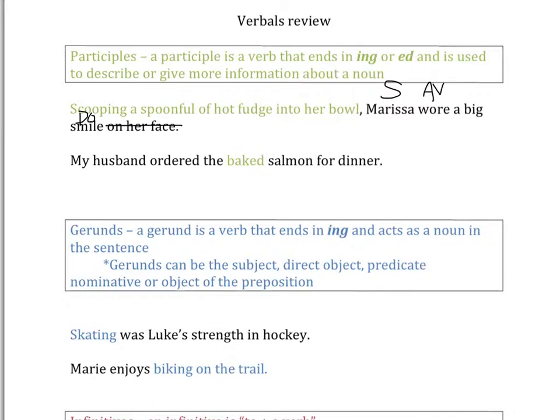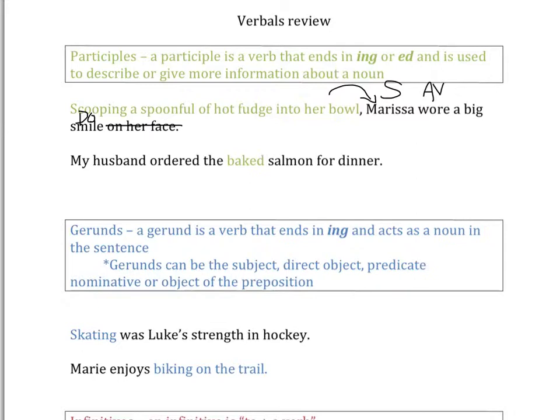This is a participial phrase, and scooping is the participle. It acts as an adjective because it gives more information about Marissa. Marissa is a noun, and adjectives describe nouns, therefore this is a participle.